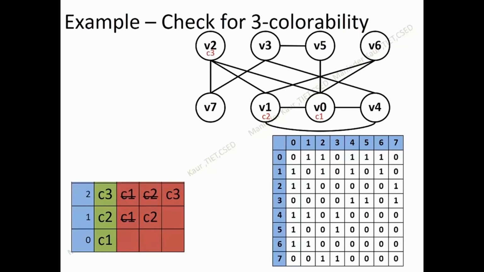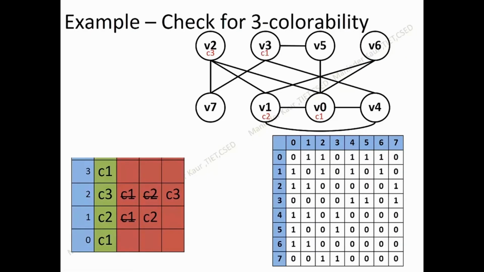Now considering vertex V3, V3 can be painted with either color because all the adjacent vertices have not been painted so far. So V3 can be painted directly by the first color, that is C1.